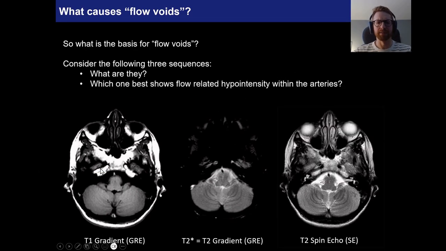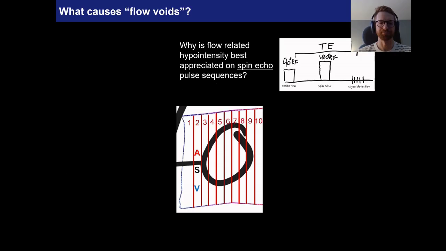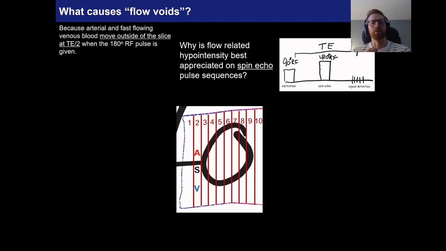So why is this? Why is the T2 spin echo the best for looking at flow voids? Okay, so the main principle is that it's the spin echo sequence which causes the flow voids, but I'll come to why the T2 spin echo is even better in a minute. So the reason is because the arterial and fast-flowing venous blood move outside of the slice at TE/2 when we're giving the 180-degree radiofrequency pulse that generates the spin echo.